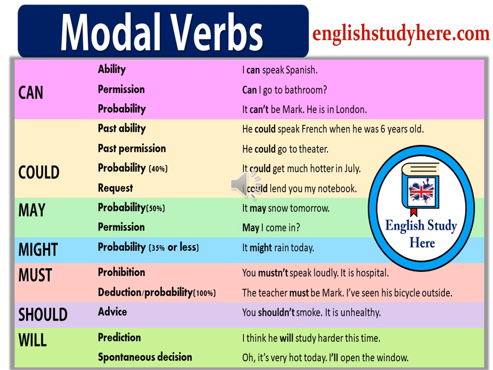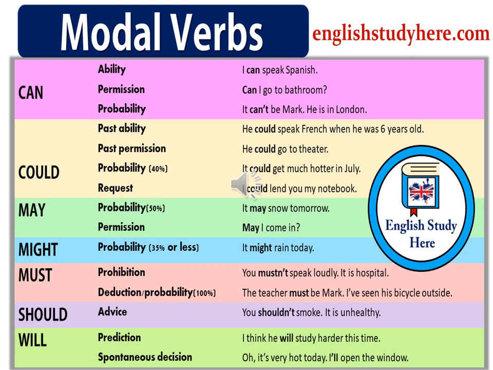Various examples have been given here of modal verbs expressing different moods. For example, I can speak Spanish. In this sentence, can is used to express the ability of the speaker in the present. Can I go to washroom? In this sentence, can is used to express permission. He could speak French when he was 6 years old. Here could is used to express past ability.